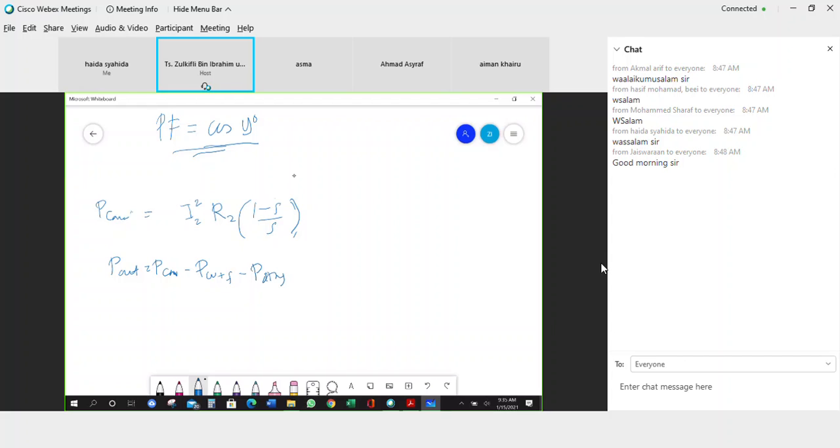P stray. So your power converted sama juga dengan the power of air gap minus P copper losses of the rotor. And your P air gap is equals to your input power minus P copper losses of the stator and minus P core.